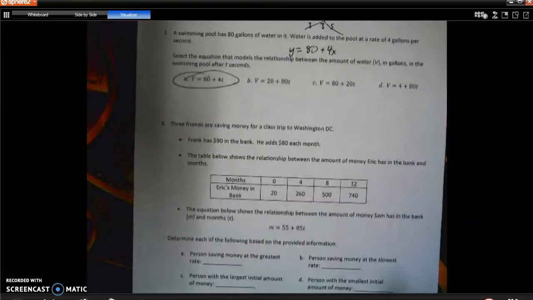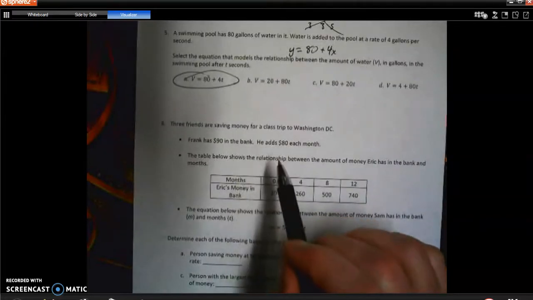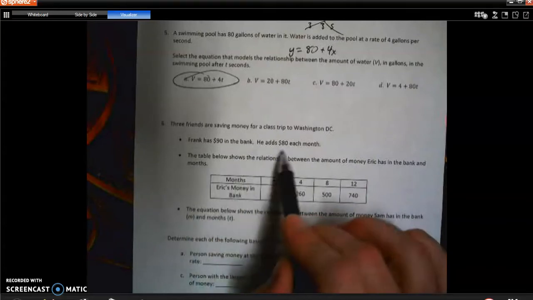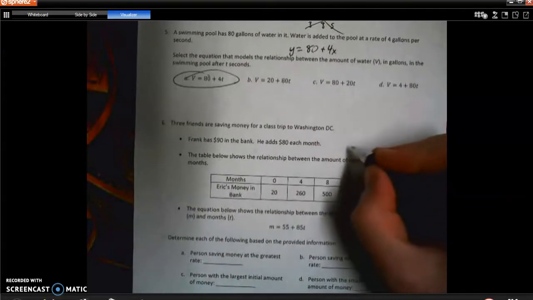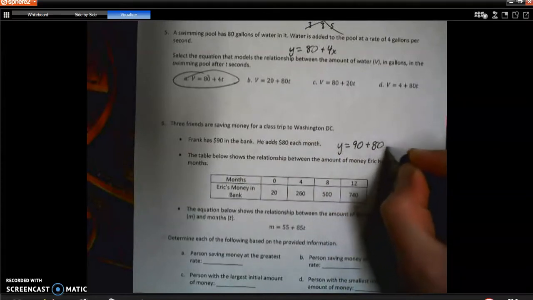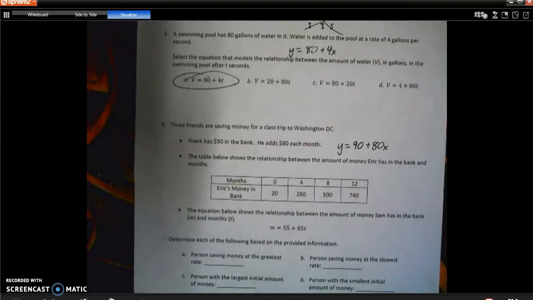All right, number 6. Three friends are saving money for a class trip to Washington, D.C. Frank has $90 in the bank, and he's adding $80 each month. So he has y equals, he's starting with 90, and he's adding $80 each month, and we don't know how long for. So there's his equation.